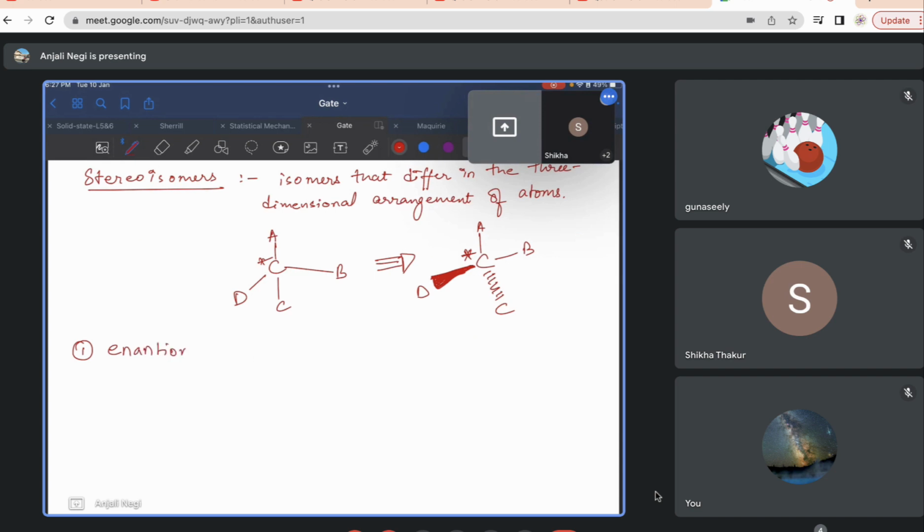Number one is enantiomers. So the first one is enantiomer. An enantiomer is a stereoisomer that is non-superimposable mirror images.